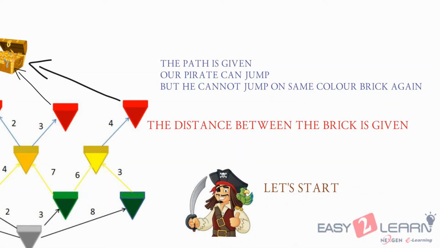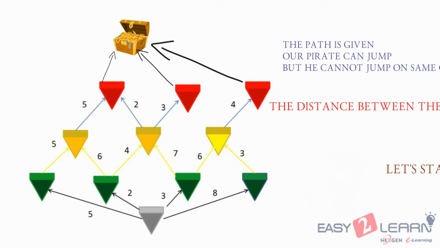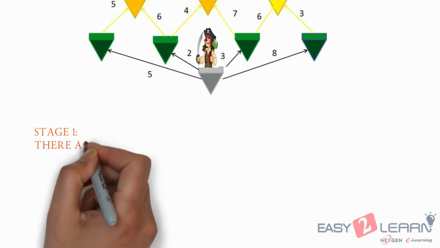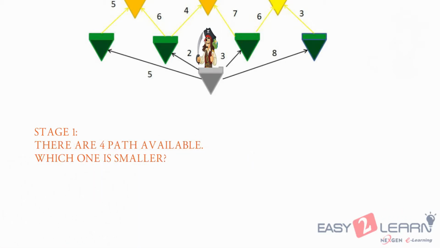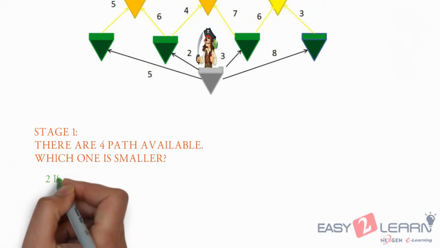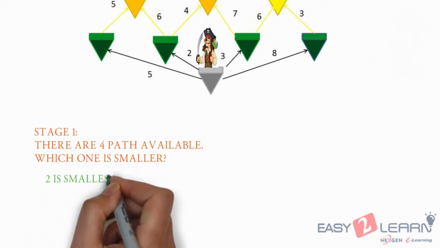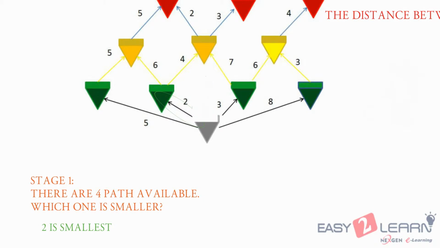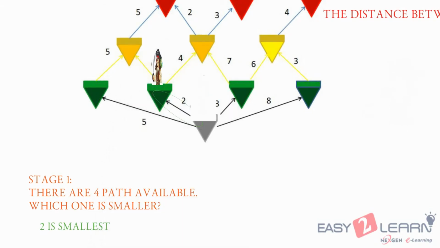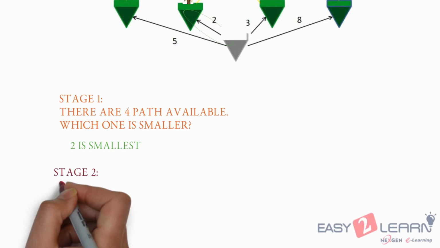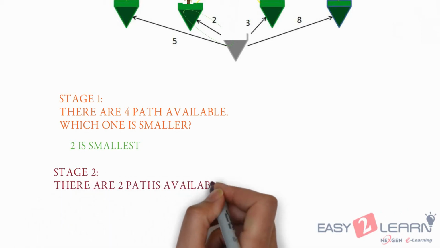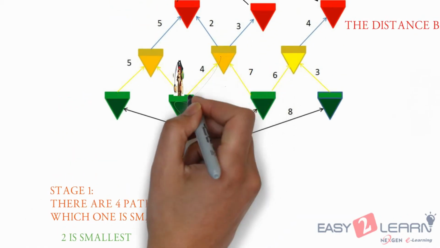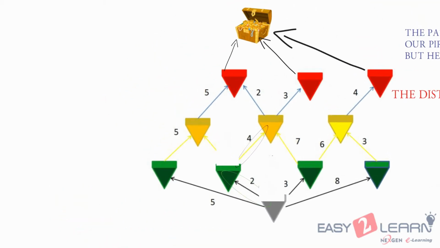Let's start. Let us suppose he's at stage 1. There are 4 paths available here, but we need to find out which one is smaller. Because 2 is smaller, we'll go to the next level. Here we have stage 2, in which we have 2 paths, and which one is smaller? Obviously 4 rather than 6. So to the next level, that is stage 3.